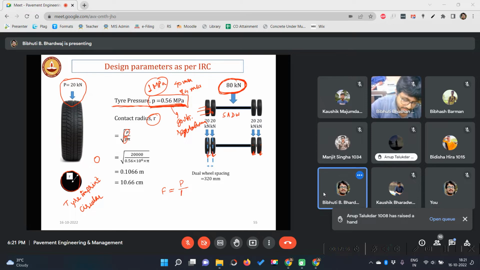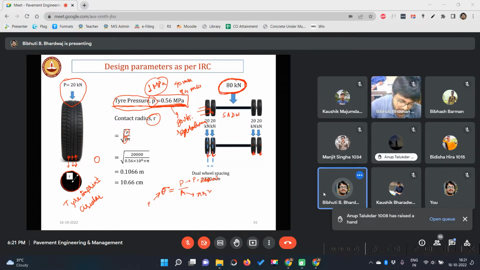Stress is what? Force by area. So this P is the force, which is like 20 kilonewton. This A, you don't know, and here it is pi r square. And this sigma is considered equal. That means the contact pressure is assumed equal to the tire pressure. So this becomes your tire pressure, small p.